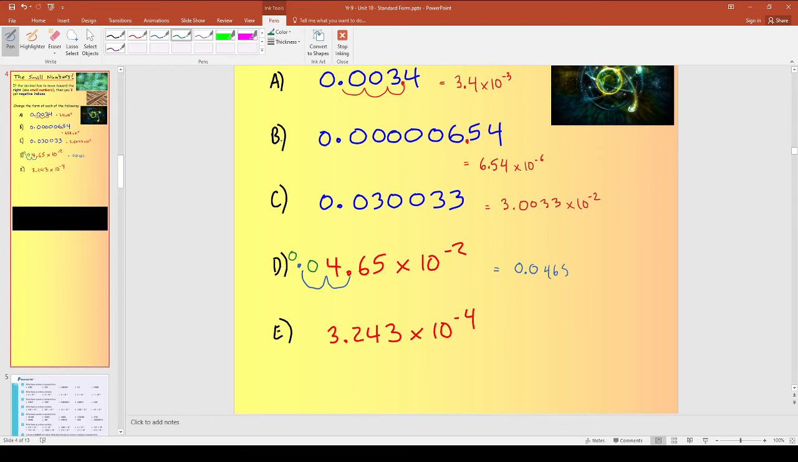Cool beans? What about this last one then, buddies? Well, check it out, we've got to move it 4 times. So if we move it once to here, there are going to be 3 more gaps. So 0.0003243. Bish, bash, bosh. Just the same way as before. Once, 2, 3, 4, which means you need 1, 2, 3 placeholding zeros, and another one in front.